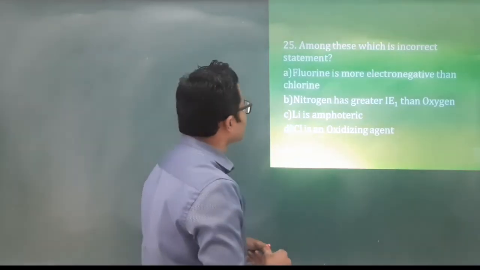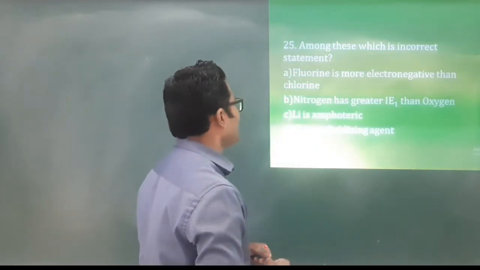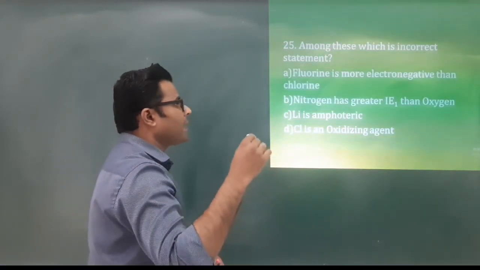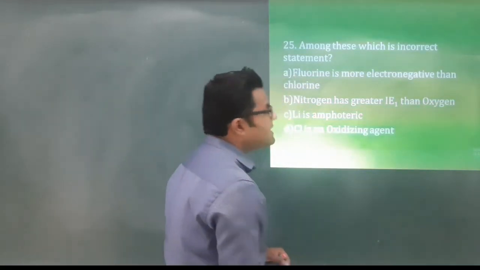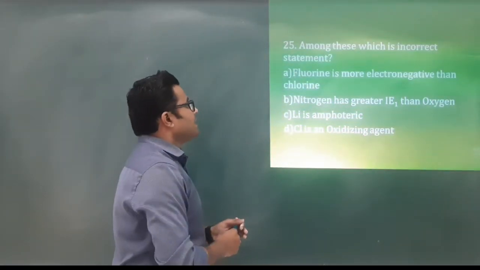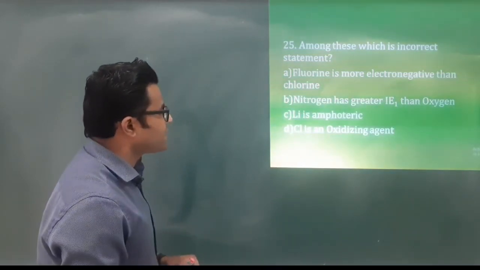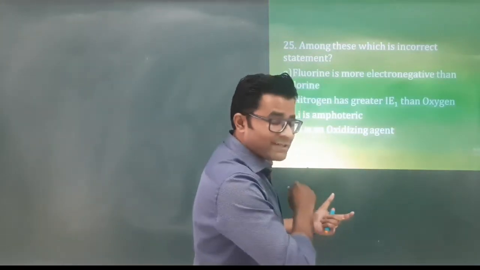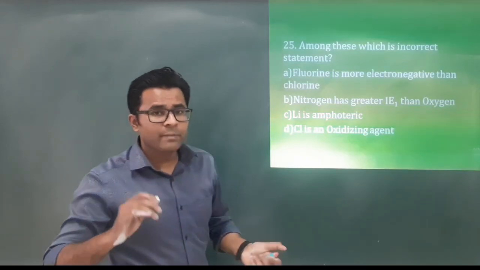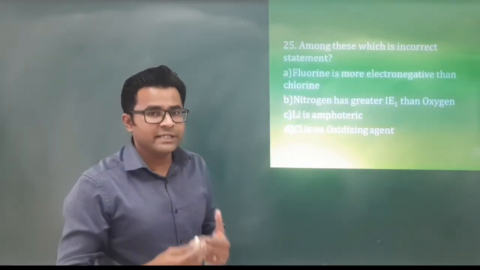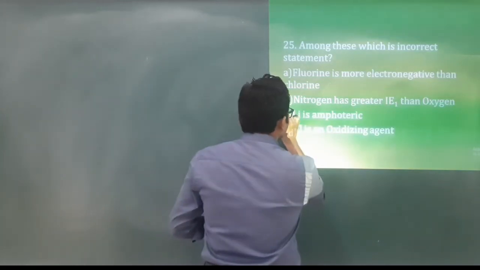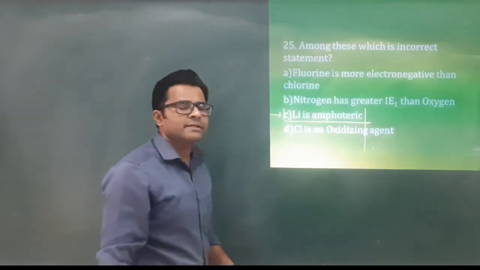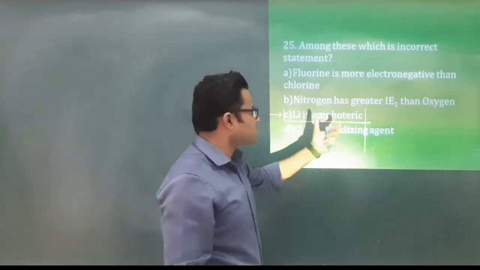Fluorine is more electronegative than chlorine. Next one is nitrogen has greater IE1, that is first ionization enthalpy, than oxygen. Lithium is amphoteric in nature. Chlorine is an oxidizing agent. Now, here we have a direct hint. As I already said about lithium, lithium cannot be amphoteric in its nature. So therefore, the statement that lithium is amphoteric in nature is not correct.